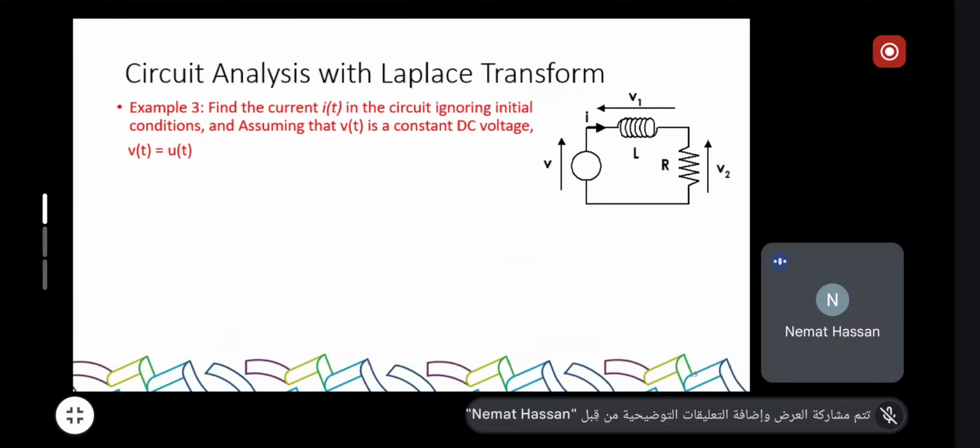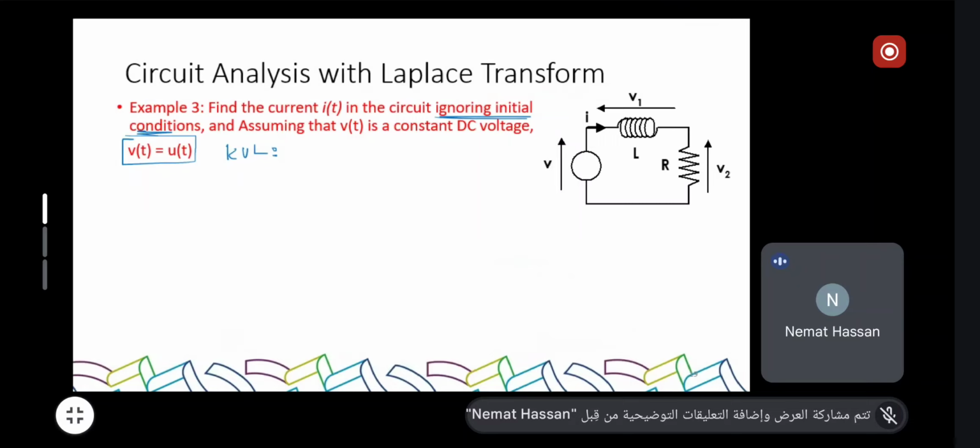For example, we have this circuit. It's a very simple RL circuit, and the question is find the current ignoring initial conditions and assuming the value of V of t is u of t. So here I have two very important pieces of information. I'm told to ignore initial conditions, and I'm told that the value of V of t is u of t. It's a unit step. So what I will do is I'm going to use Kirchhoff's voltage law.